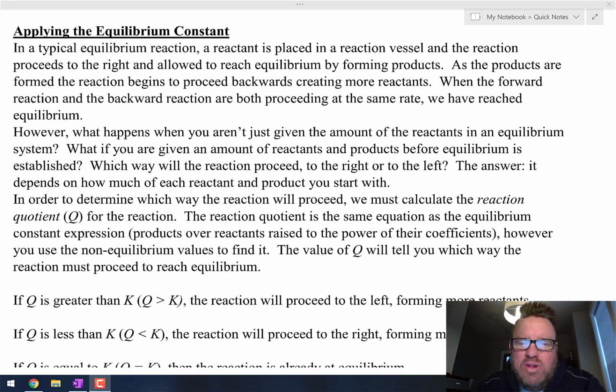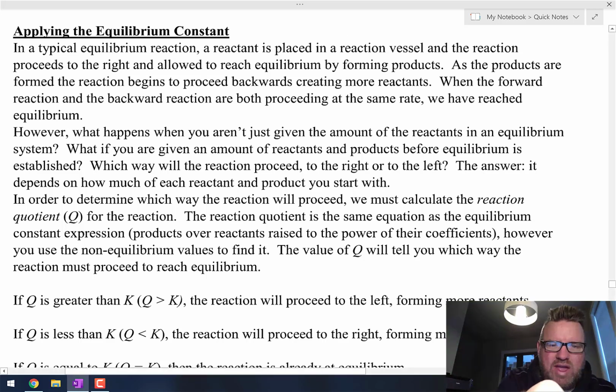Sometimes when you have an equilibrium system, you don't always start with the reactants. Typically in a chemical reaction, you start with the reactants and the reactants start to produce products. And then in an equilibrium system, those products will react with themselves and reform the reactants. Okay, but what happens if you're in an equilibrium system and you don't start with just reactants? What if you start with some of the reactants and some of the products?